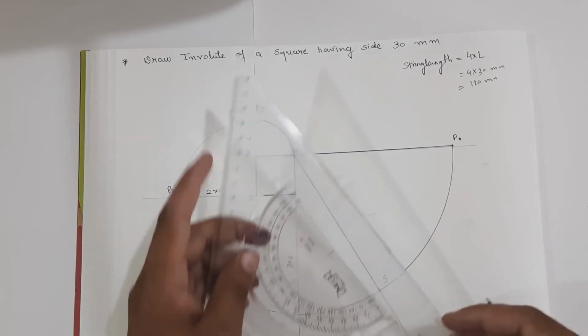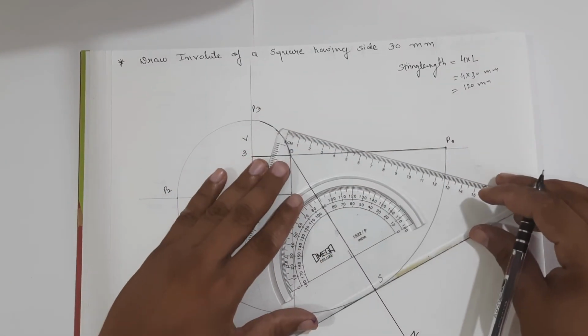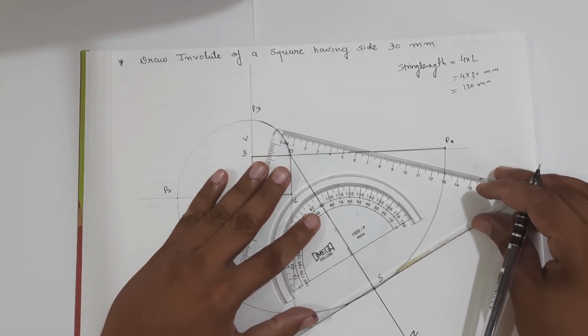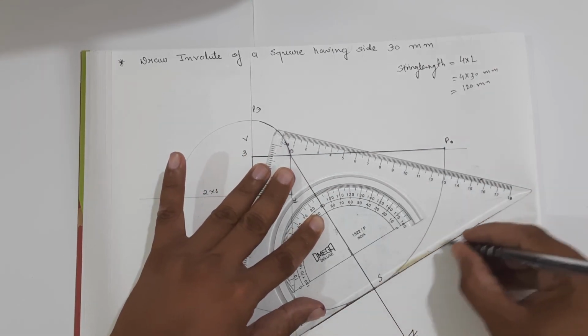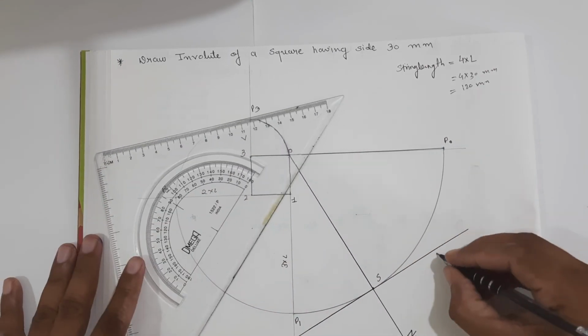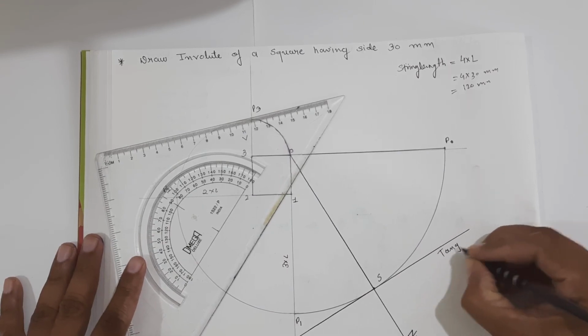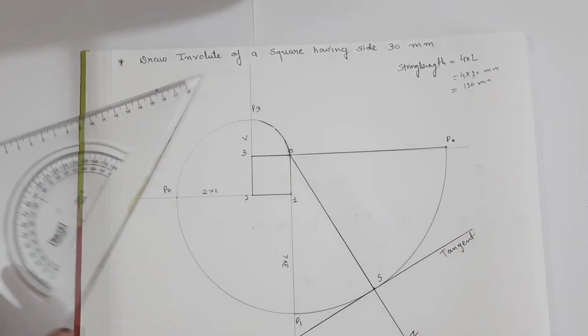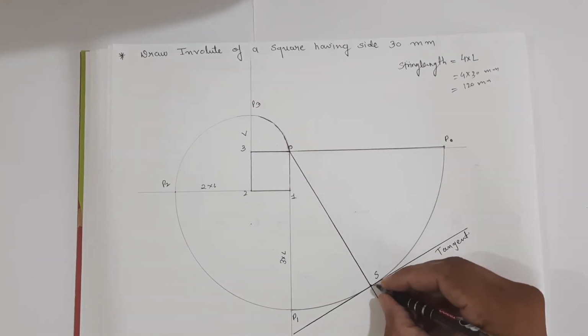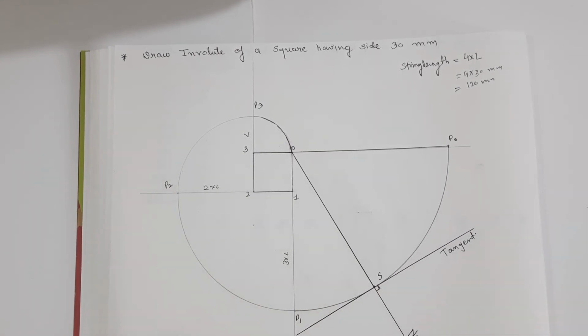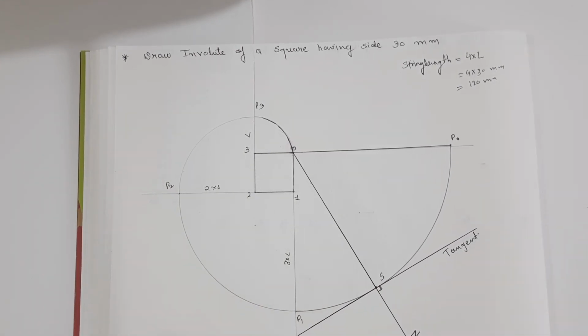Now if you want to draw the tangent, draw a line perpendicular to the normal from point S. This line will be the tangent. So this is the normal, this is the tangent. A line perpendicular to the normal from point S is the tangent. So this is it for today. Thank you.